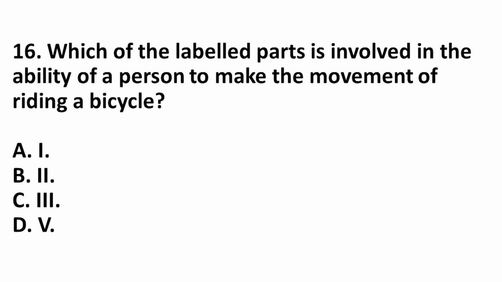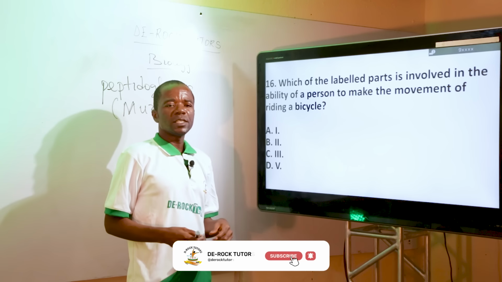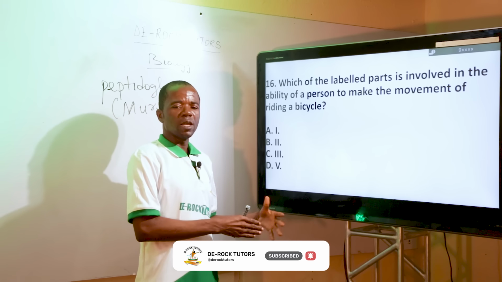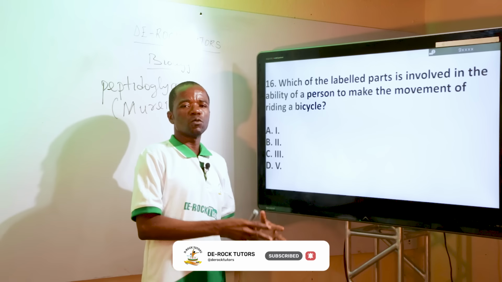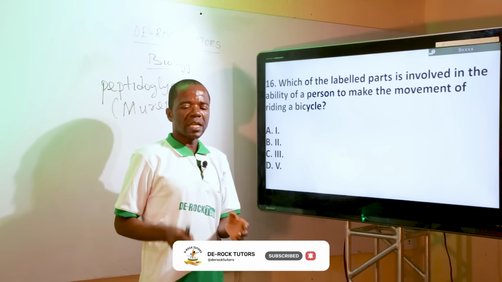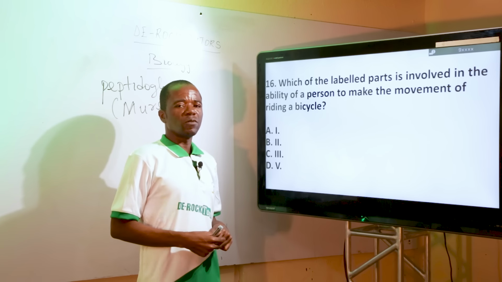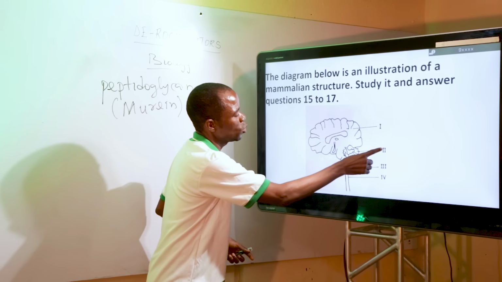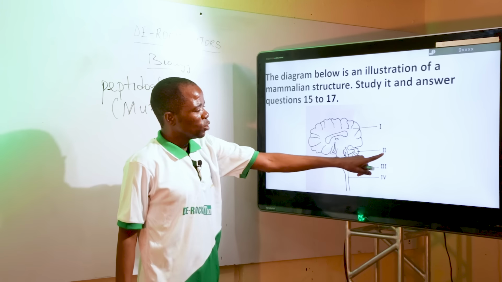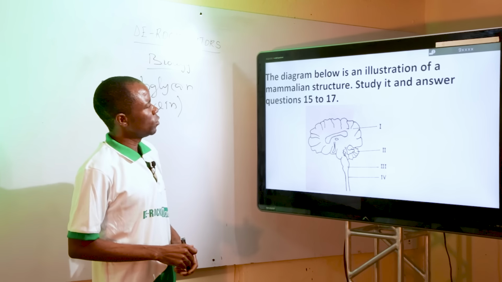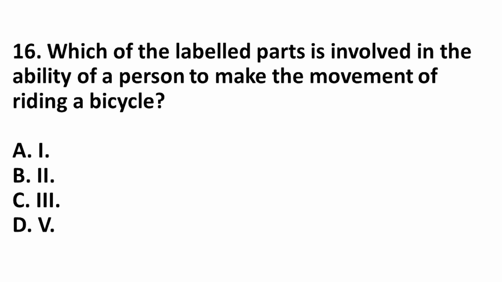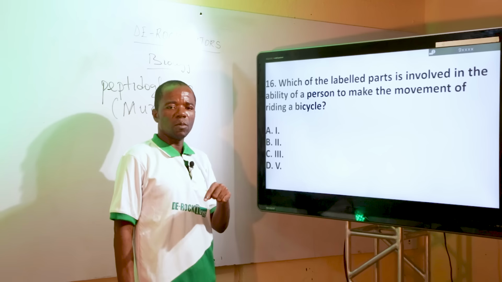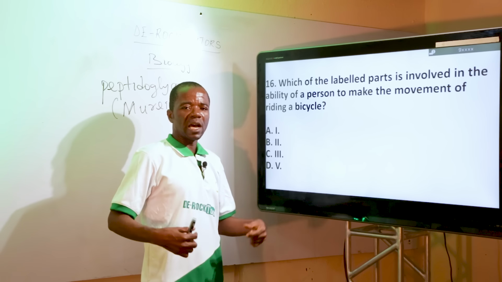Let's look at number 16. Which of the labeled parts is involved in the ability of a person to make the movement of riding a bicycle? Now, riding a bicycle involves balance. For a person to be able to ride a bicycle, that person must be able to maintain balance on the bicycle. And the part of the mammalian brain that is concerned with posture and balance is the part we refer to as the cerebellum. Let's look at the diagram to see which part is labeled as the cerebellum. You can see the cerebellum here, labeled as Roman figure 2. Let's look at the options and see which is Roman figure 2. So obviously, our option B. Don't forget, once again, the cerebellum is the part of the mammalian brain that is concerned with balance and posture.